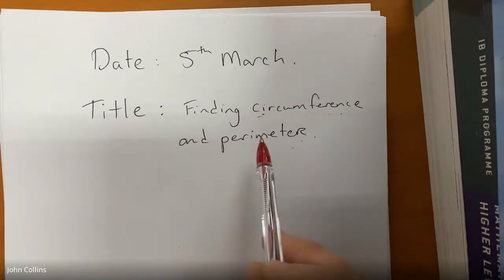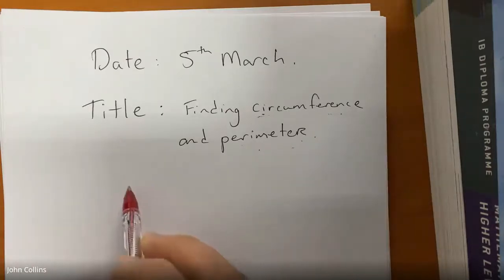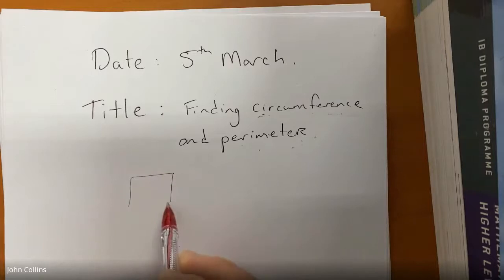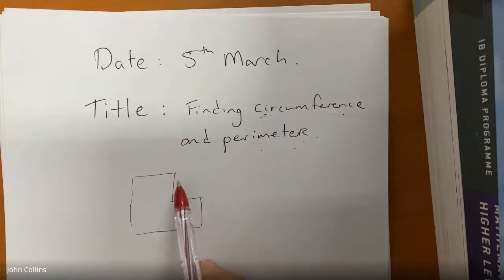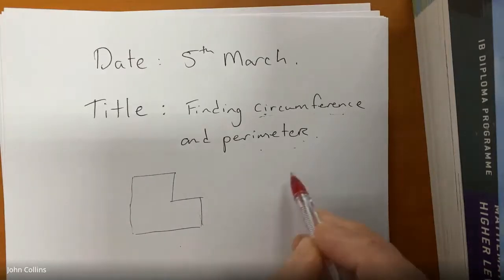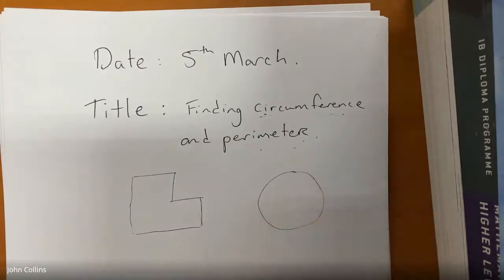So for instance, if we had one of the shapes we had previously in the unit, a shape like this, we can find the perimeter of this shape by adding up all the bits. Okay, so that's perimeter. Whereas circumference is specifically to do with a circle, the outside, the line I've just drawn, the distance.